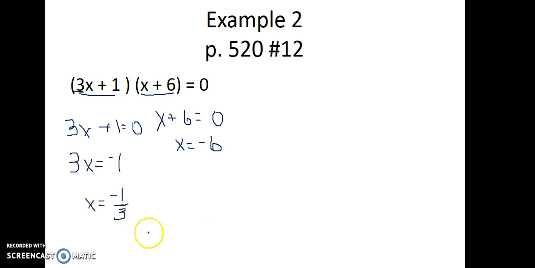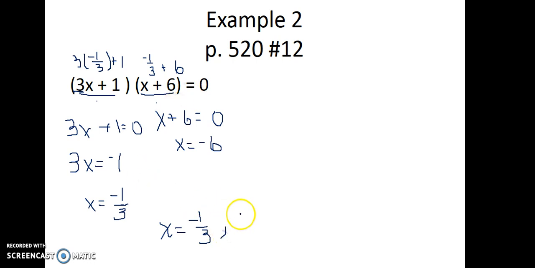So solve that equation. So now we'll have the two values for x that will make this whole function equal 0. So if x equals negative 1/3, then over here I would have negative 1/3 plus 6. Well, that just equals 5 2/3. That's not 0. But on this side, I would have 3 times negative 1/3, which would give me negative 1. And negative 1 plus 1 does equal 0. So this binomial would equal 0, and I'd be doing 0 times 5 2/3 equals 0.